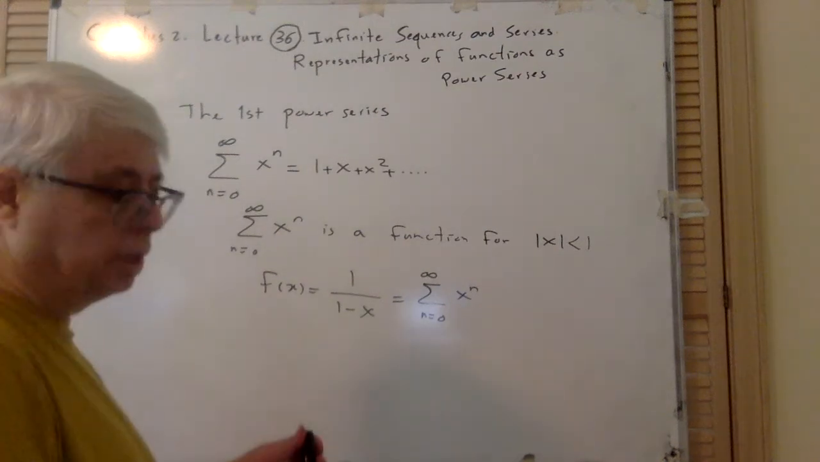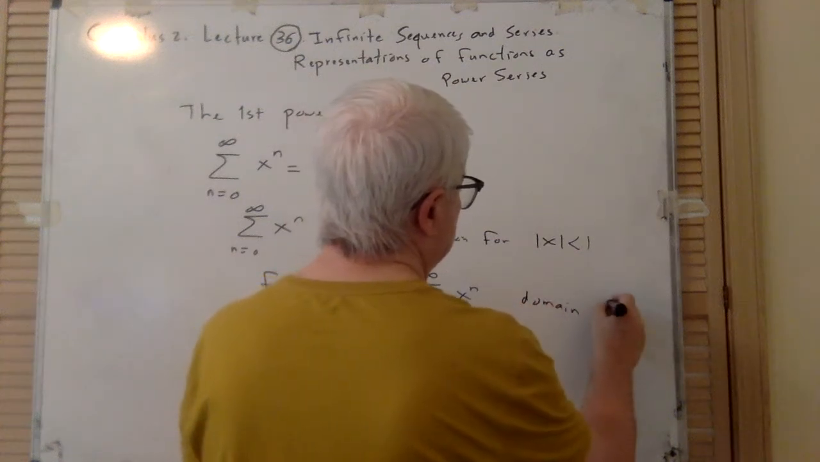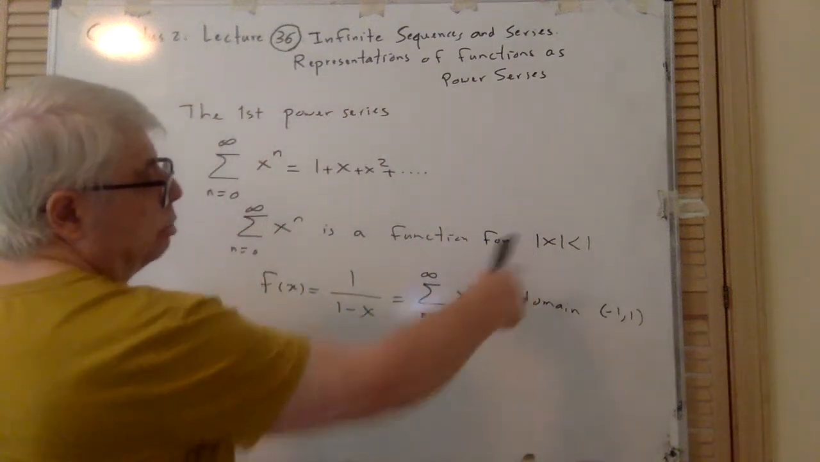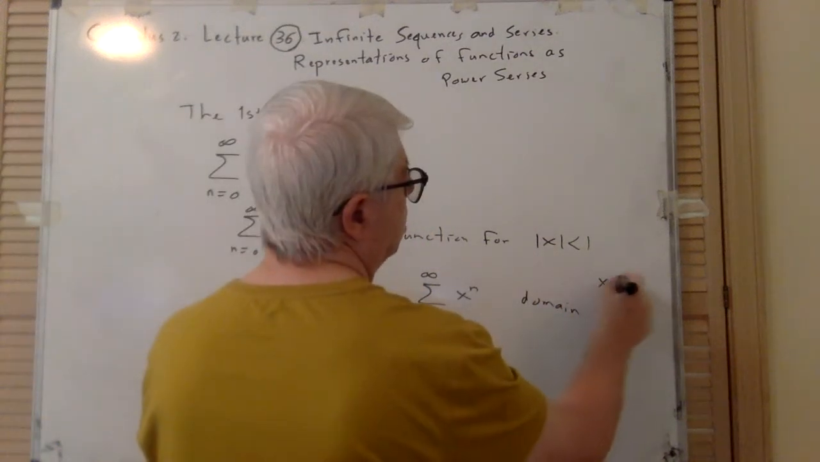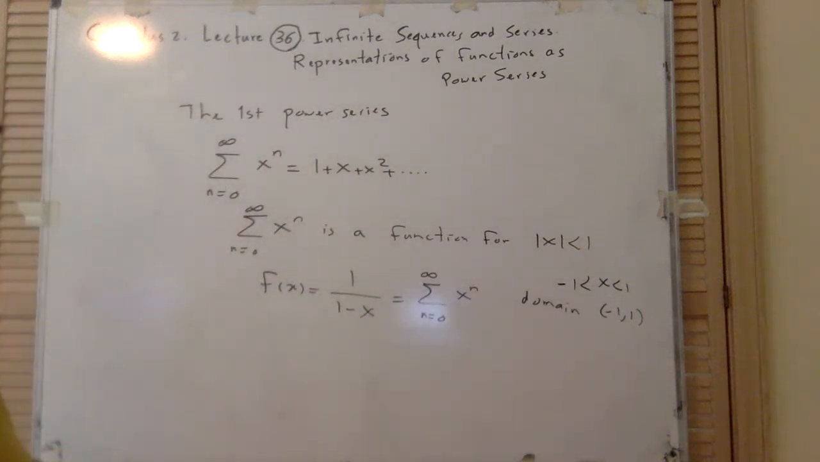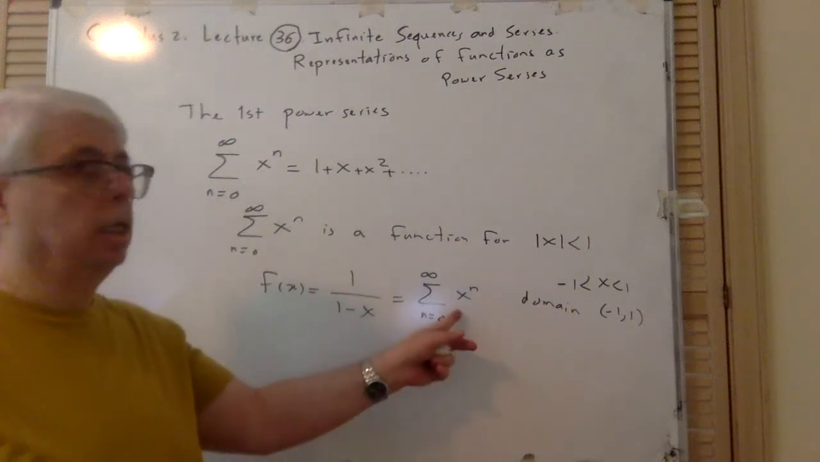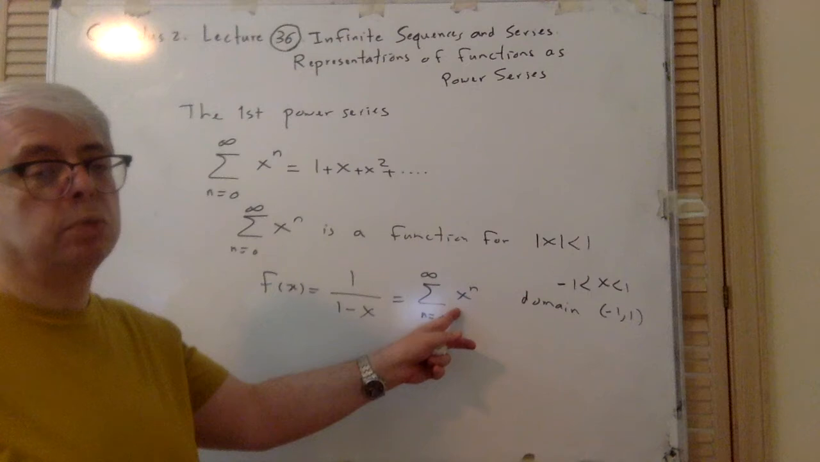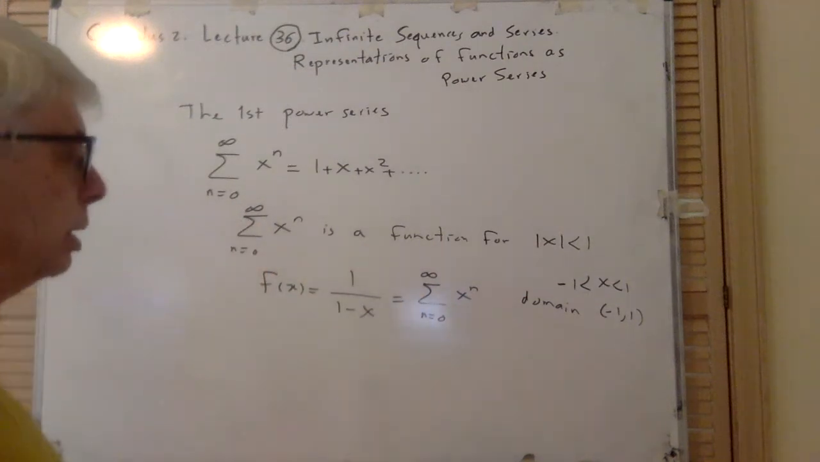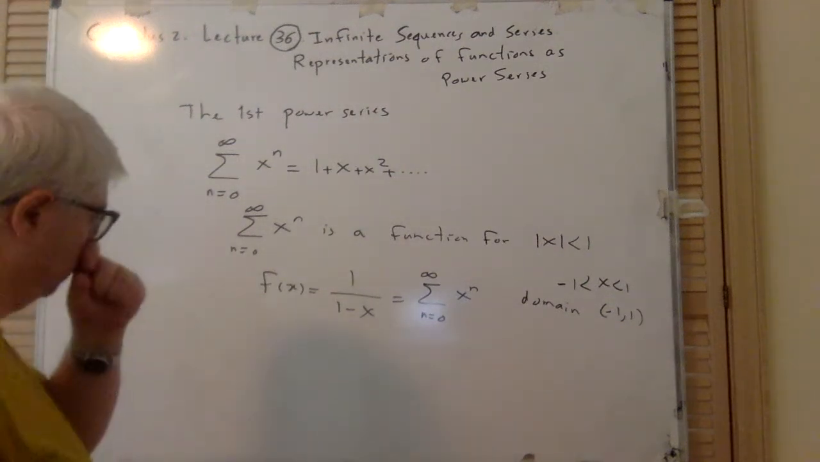So I have represented this function, and the domain is in fact between negative 1 and 1. You can check the endpoints and you will see it is not convergent for the endpoints. At 1 it is 1, 1, 1, 1, 1, divergent. At negative 1 it is minus 1, plus 1, minus 1, plus 1, the limit does not exist. So it is not convergent at the two ends. I didn't do that analysis in detail, but you see that this is in fact the case.